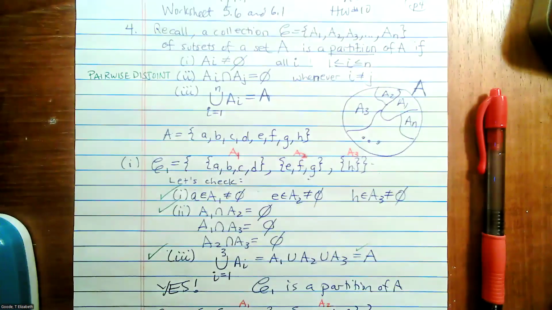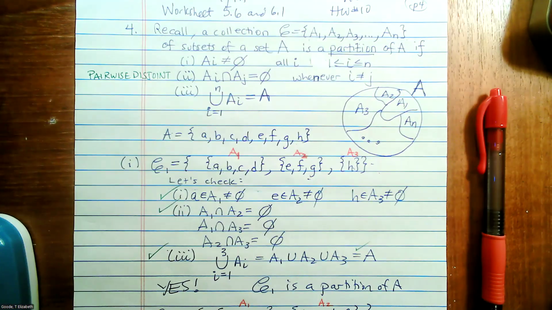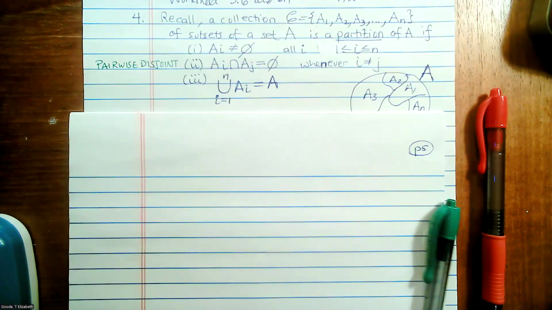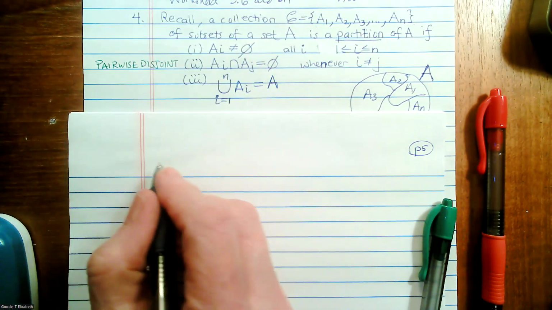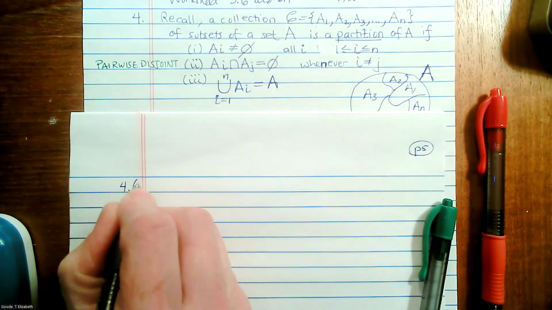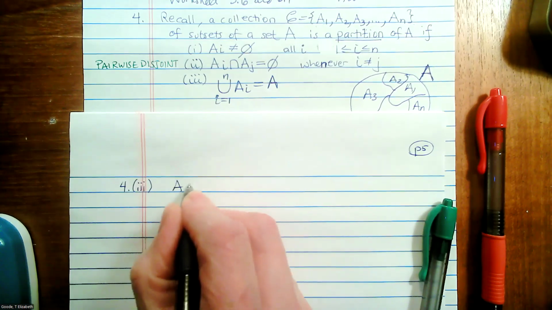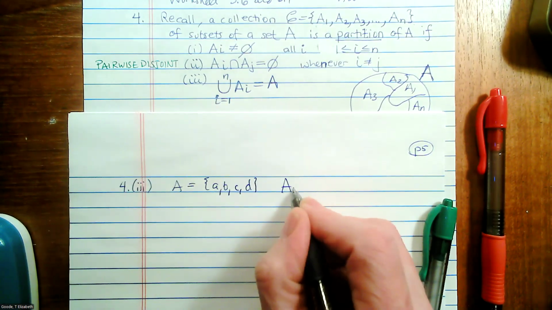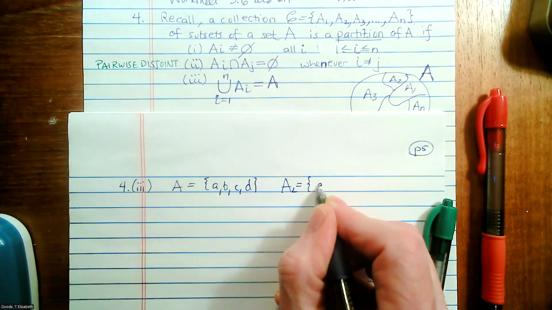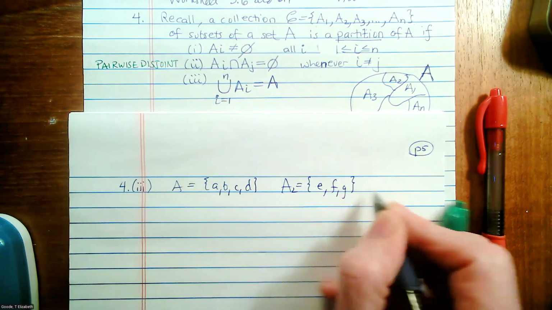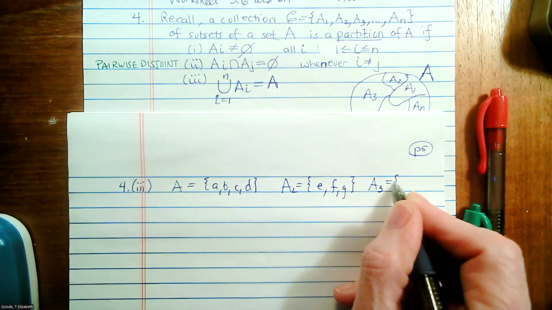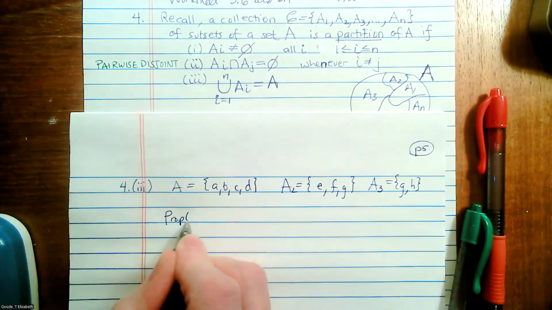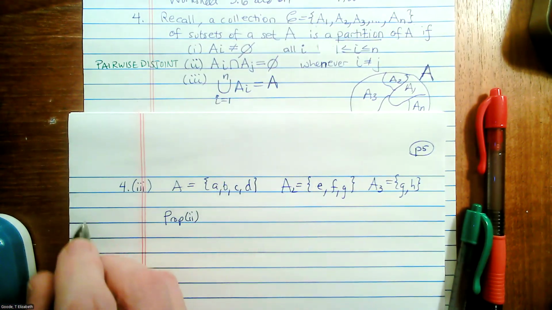See, that's where WebAssign falls down, because I need to write the author, actually the publisher, about that. Let's go ahead and look at 4.3. A1 has A, B, C, D. A2 has E, F, G, and A3 has G and H. Okay, what property 2 says is pairwise disjoint.